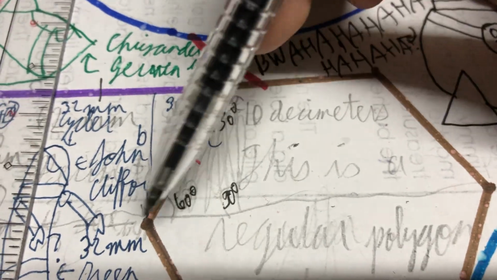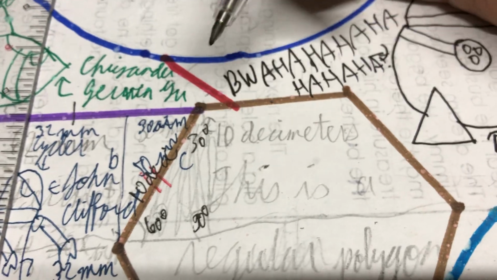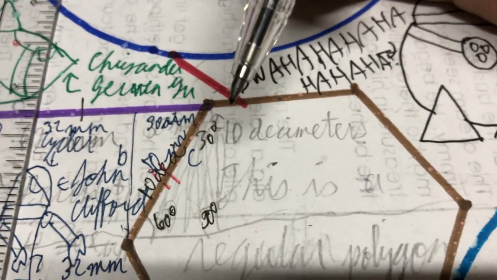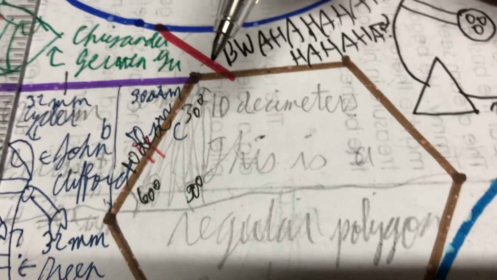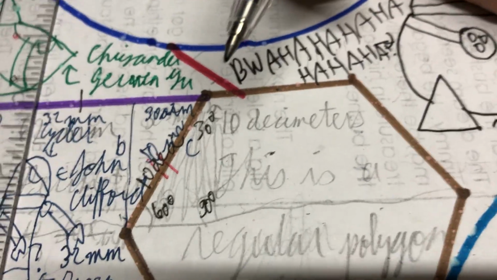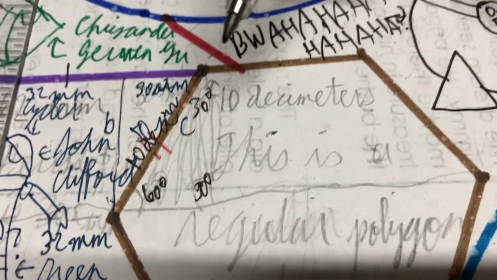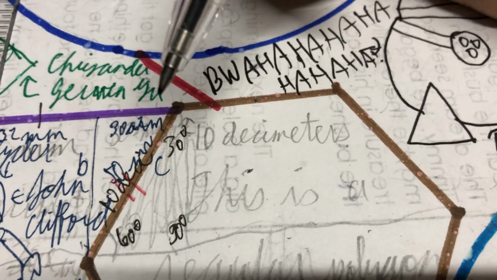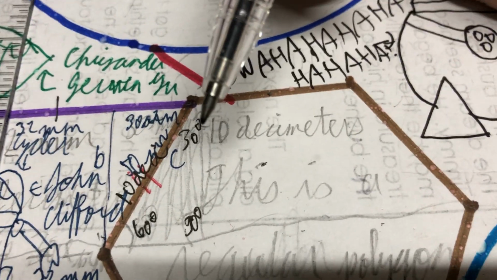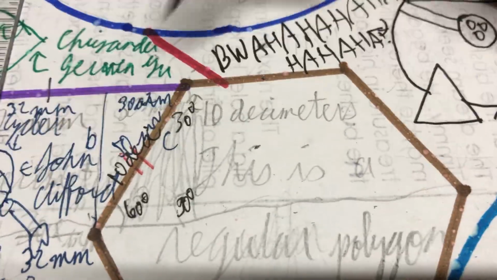What should be the measure of this, up to where we get the height? If your answer is 5, you are correct. And why? Because if you remember the relationship of the 30-60-90 degree triangle, even if you were not able to use the Pythagorean theorem, the short leg should always be half the measure of the hypotenuse. So this one is 5 decimeters.